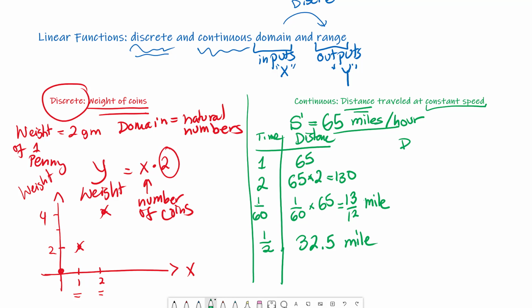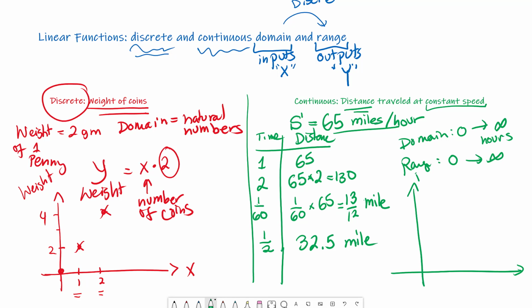So our domain is continuous. We can travel 0 to basically infinity hours and any fraction inside. And our range as well, we can go from 0 miles to an infinite number of miles. That assuming we have enough gas to travel like that. So now if we graph our distance here as a function of time.